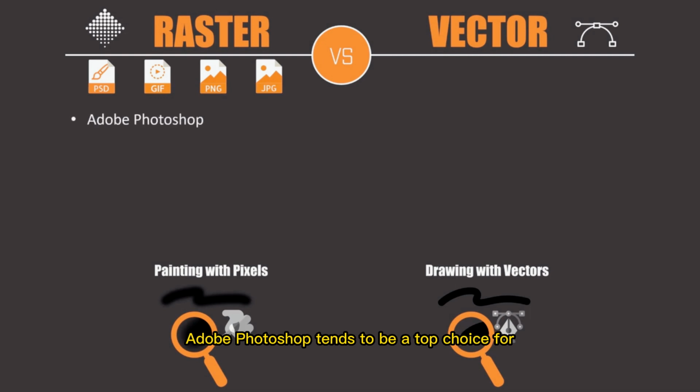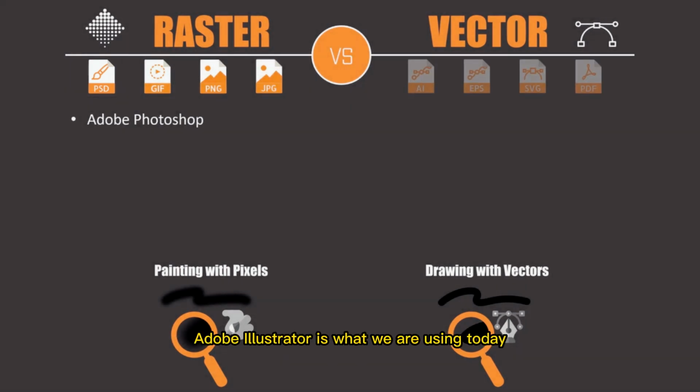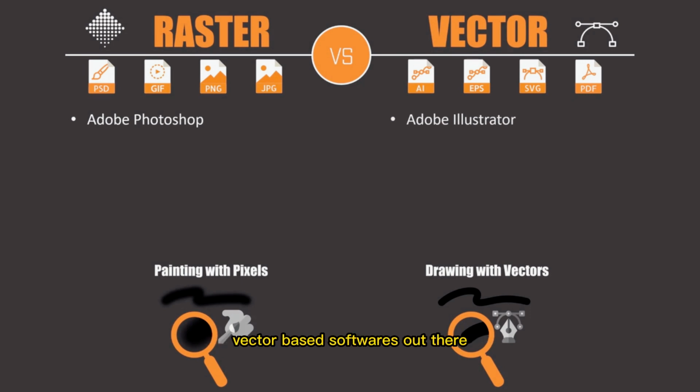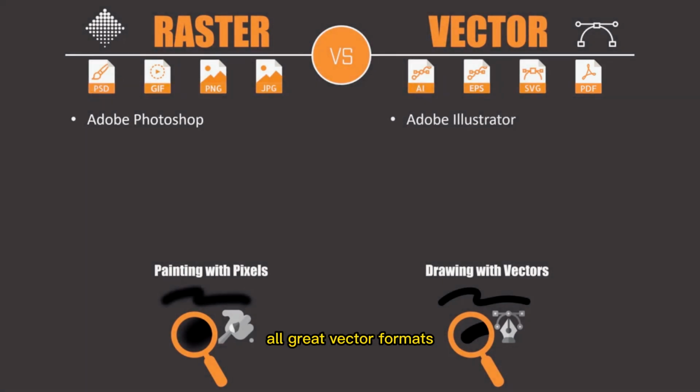Adobe Photoshop tends to be a top choice for photographers and designers working with raster files. Photoshop typically saves as a .psd file. Adobe Illustrator is what we are using today and is one of the most popular vector-based softwares out there. It is often used to create AI, EPS, SVG, and PDF files, all great vector formats.